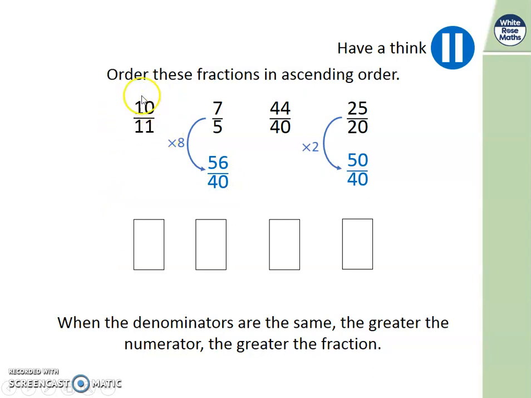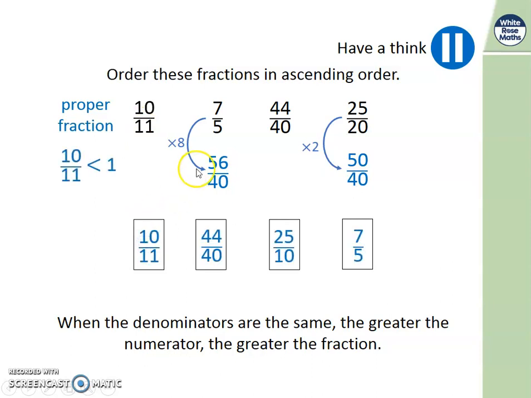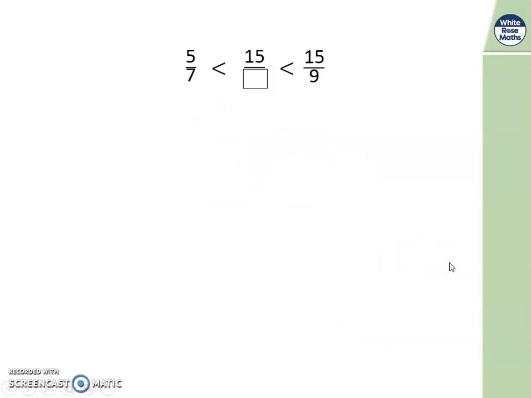But if you look at it, it's the only one where the numerator is smaller than the denominator. So this is a proper fraction. It's the only one that is less than a whole one. So that must go in there. Then we'd have the 44 40ths, then the 50 40ths relates to that one, and then the 56 40ths relates to this one.